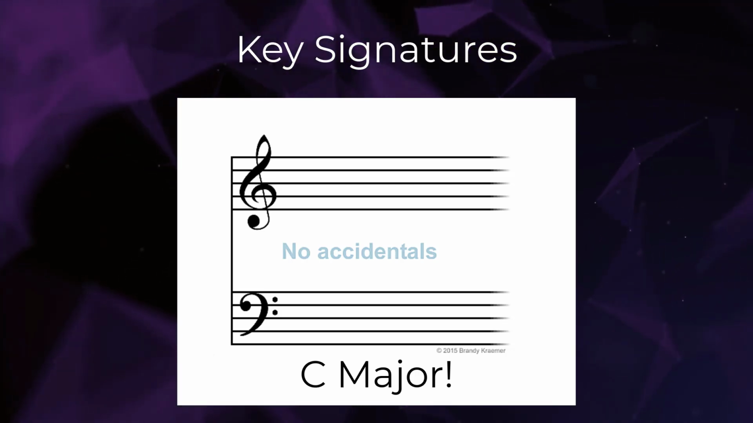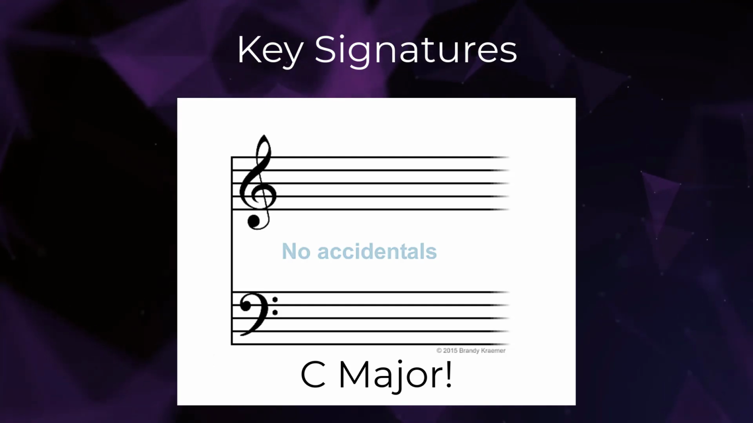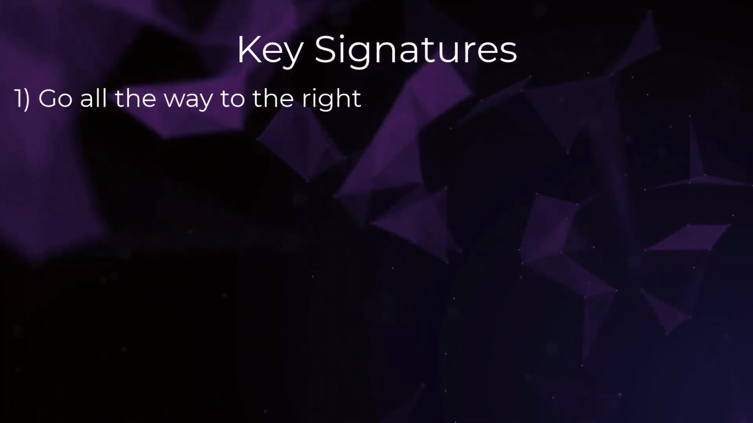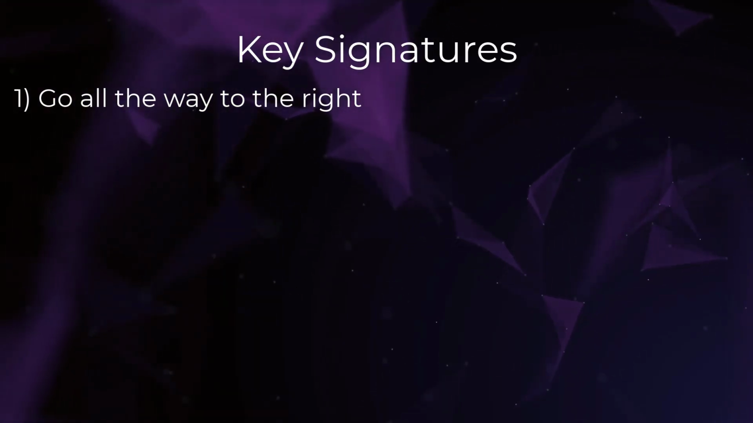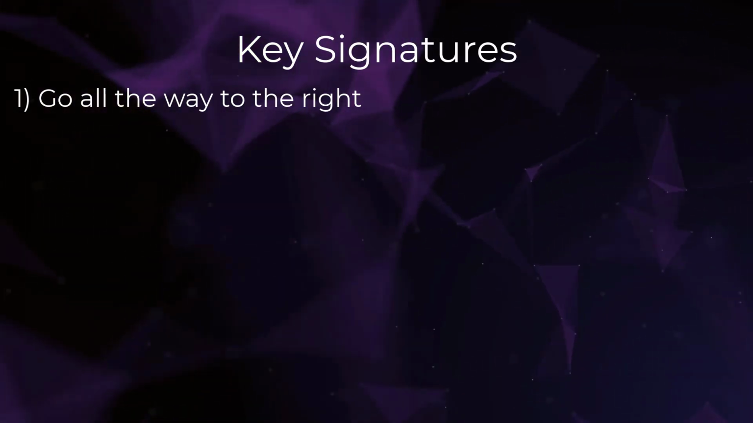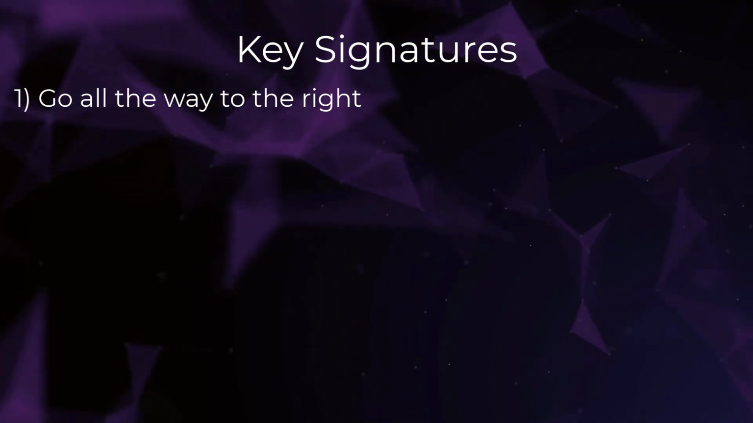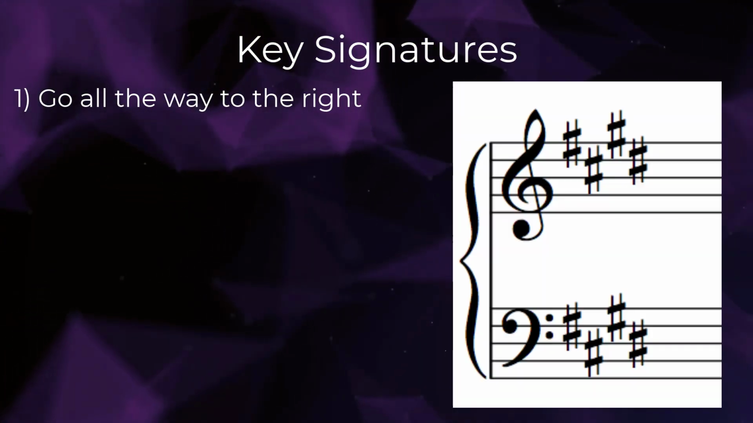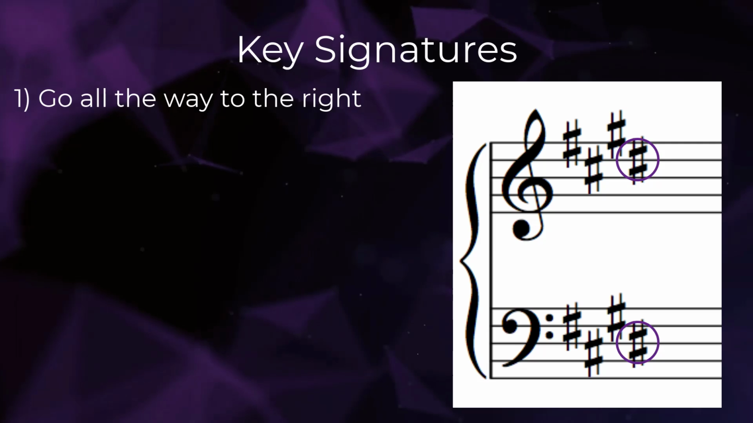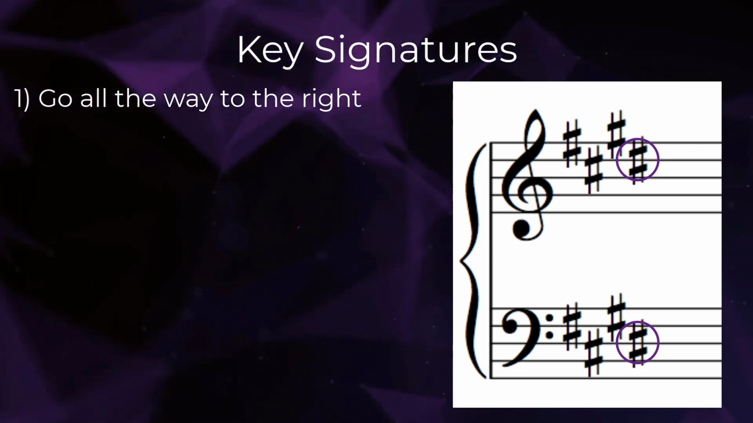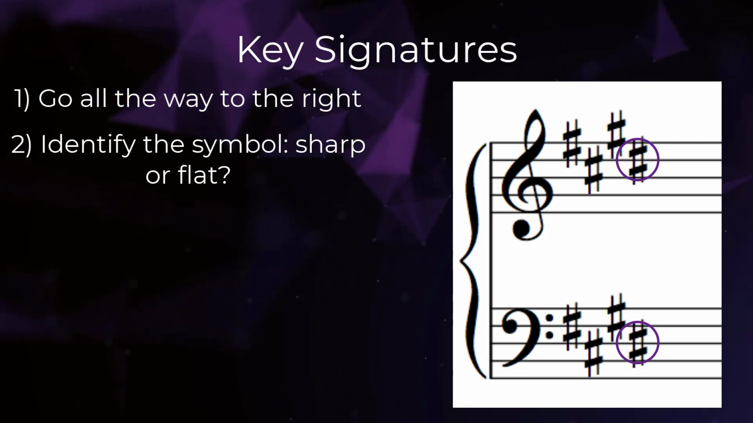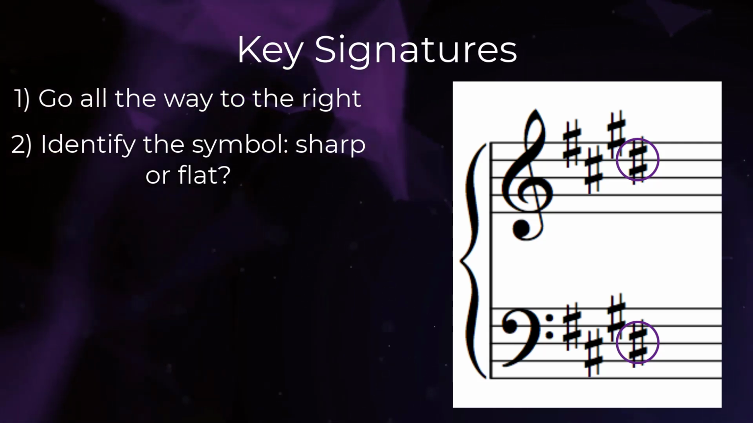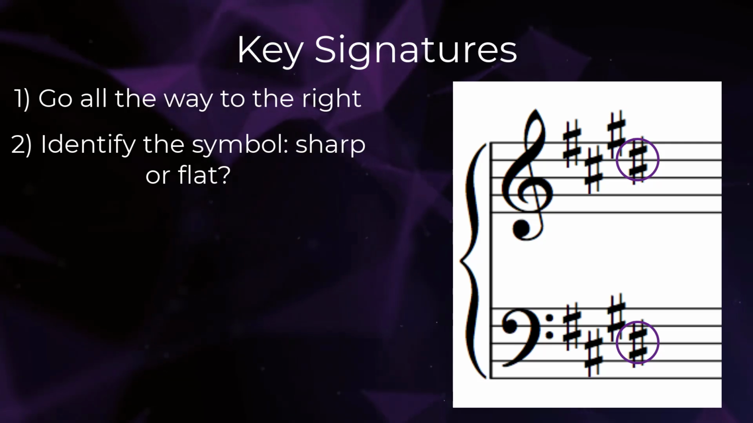To discern all other key signatures, follow these steps. First, go all the way to the right in the key signature, so you are looking for the rightmost symbol in that key signature. Here we have 4 symbols, so we go to this one here. Way to go! 1 step down. Step 2. Identify what type of symbol you are dealing with. Is this sharps or flats?